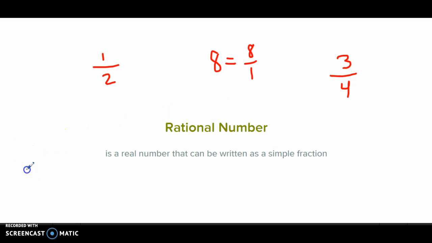We could even say the square root of 16, because we know the square root of 16 ends up being 4. So make sure you have some of these examples written down. Also you could have an example of a negative number, because those are also rational. So take a minute, write these down, and we'll go through some more examples in a minute.